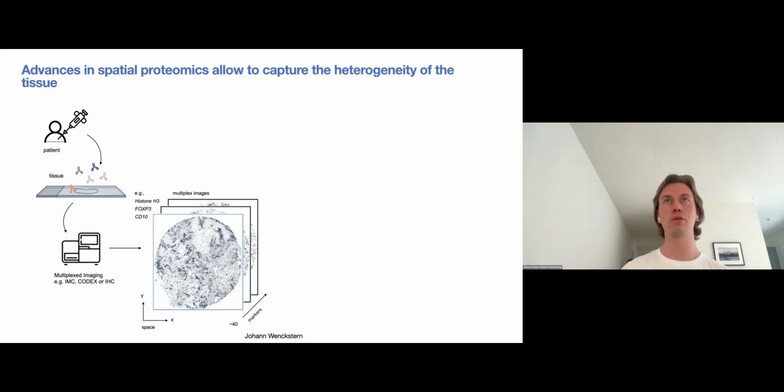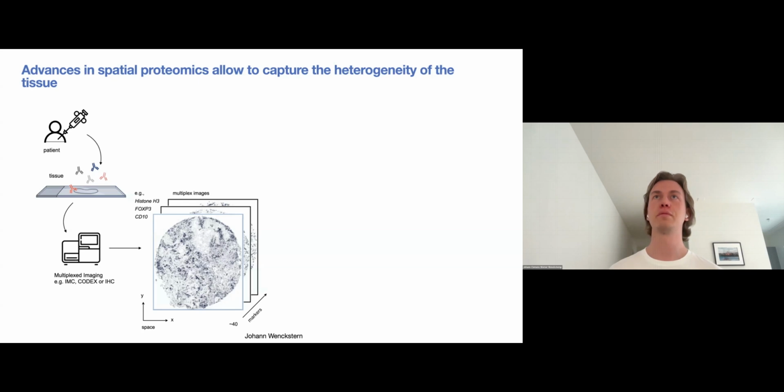And so we now have a new data modality; here in this case it's IMC, imaging mass cytometry, where we get very detailed subcellular insights into the tissue, its molecular composition, and thus its cell composition, interaction, and function.